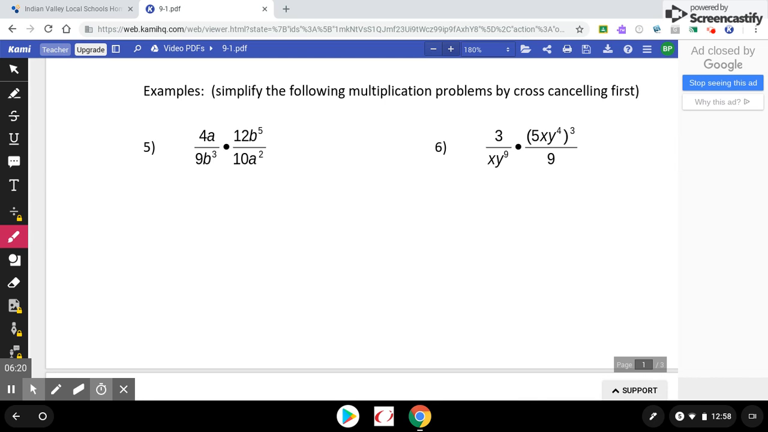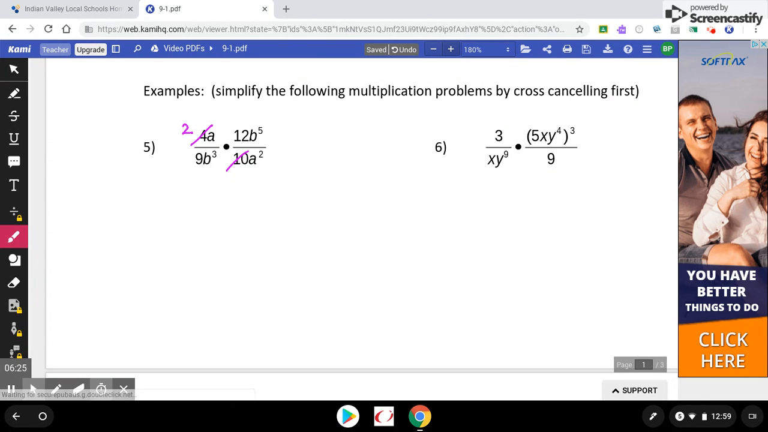I like starting with the coefficients. What number goes into 4 and 10? 2 goes in there twice. 2 goes in there 5 times. Try to be neat about these. These can get messy. What number goes into 9 and 12? 3 does. 3 goes into 9 3 times. 3 goes into 12 4 times.